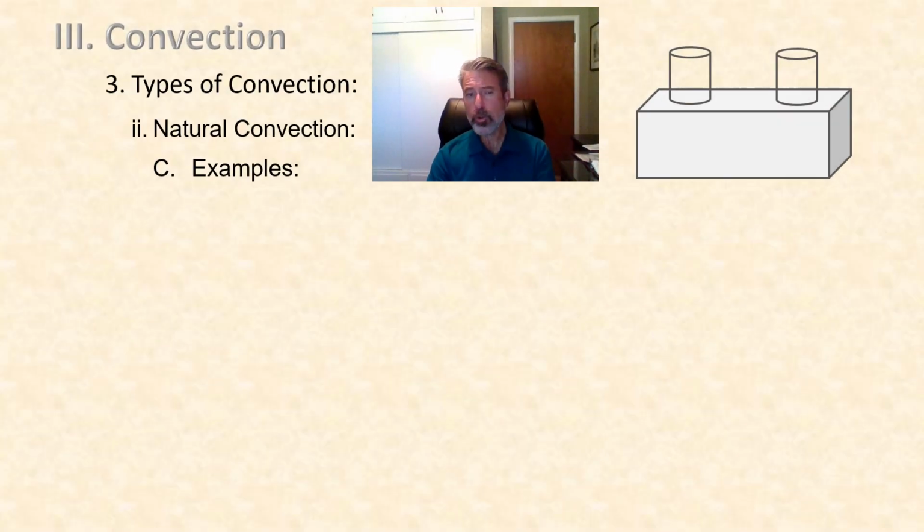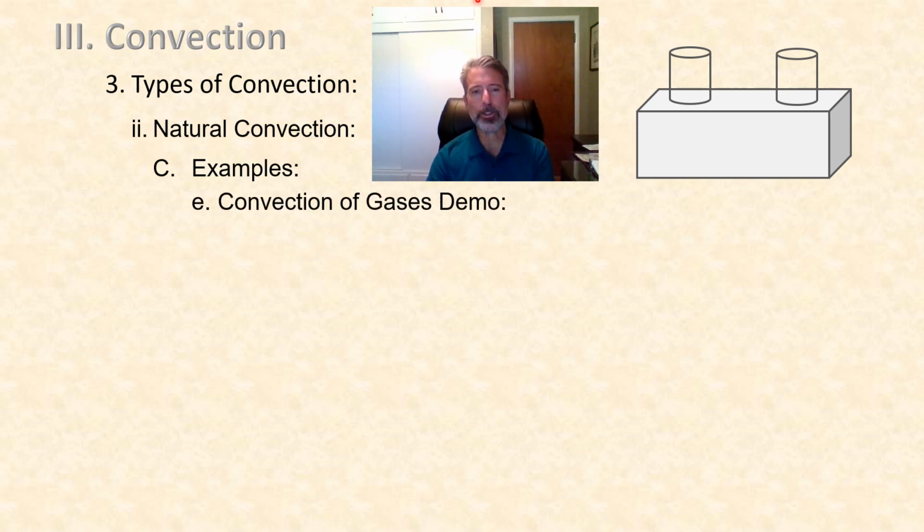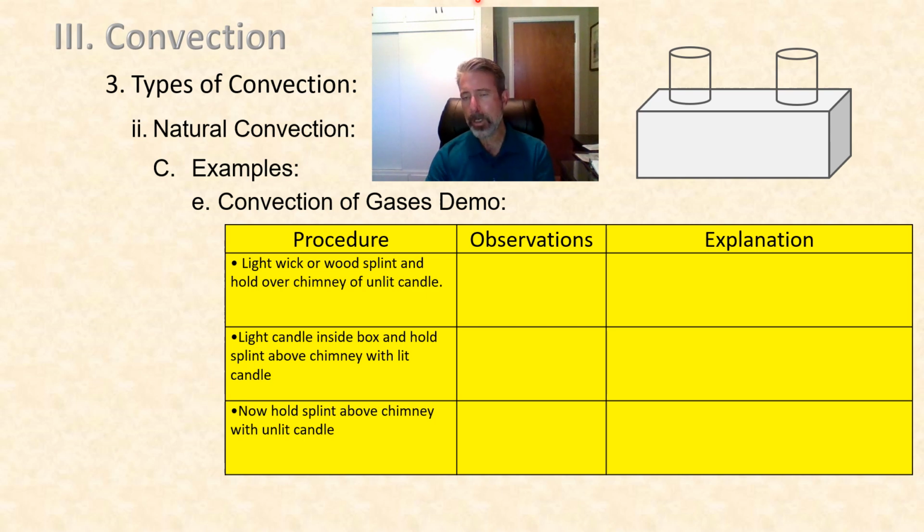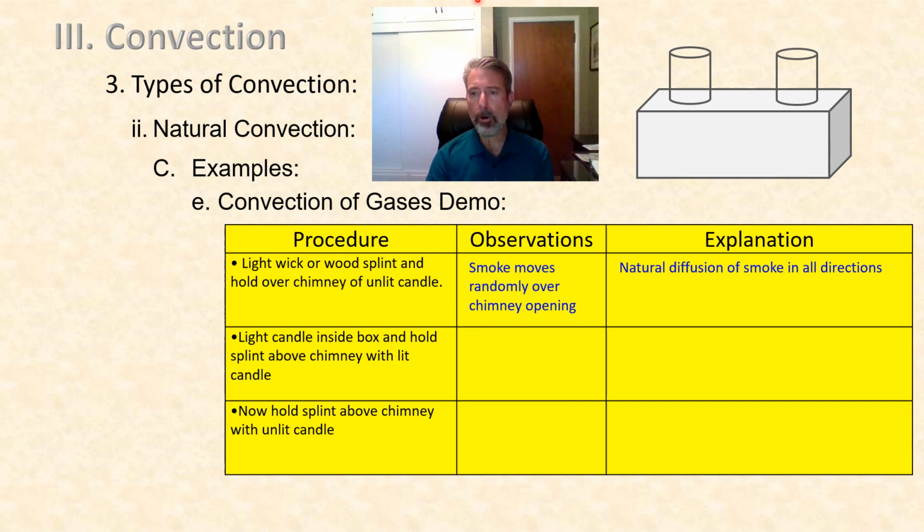So let's see if we can use what we know about natural convection and advection to explain this convection of gases demonstration. You recall what we observed first was what happened when we held the lighted splint or wick over the chimney where there was no lit candle underneath. And we observed that the smoke moved randomly over the chimney opening.